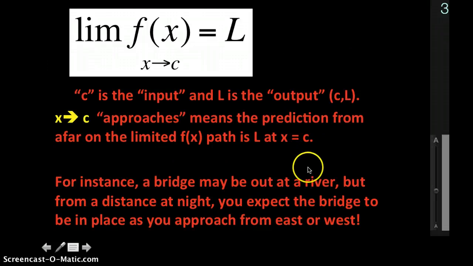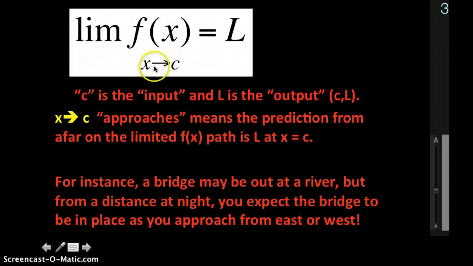An instance could be a bridge out on a road over a river. Because of the distance from the bridge at night, as you approach, your assumption is that there's going to be a bridge there. But because of violent weather or storms, the bridge is gone. So as we approach, that's what the arrow means. We're off in the distance. We predict there's going to be a bridge there, or there's going to be a limit there. When we get there, then that may be another thing.